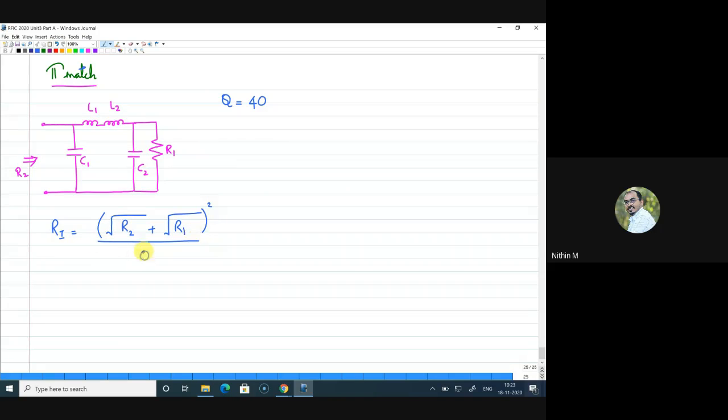Divided by Q square. I think this will give you the value of Ri. Can I know the value of Ri? Saurabh Kumar, are you there? Oh, Saurabh Kumar is not there. Okay, Sarvesh, yeah, the answer is 54.13 milliohms.